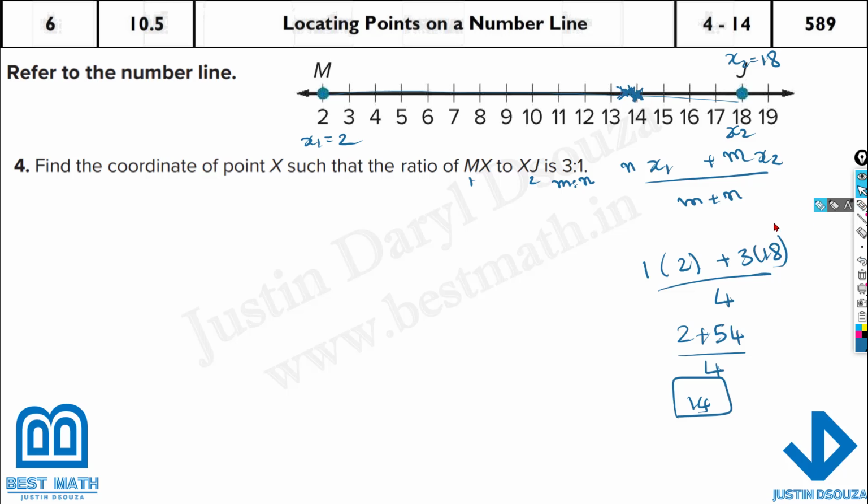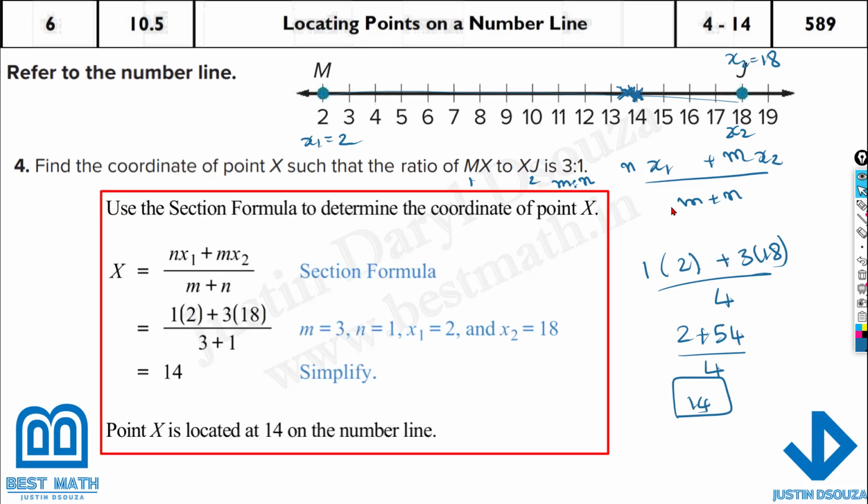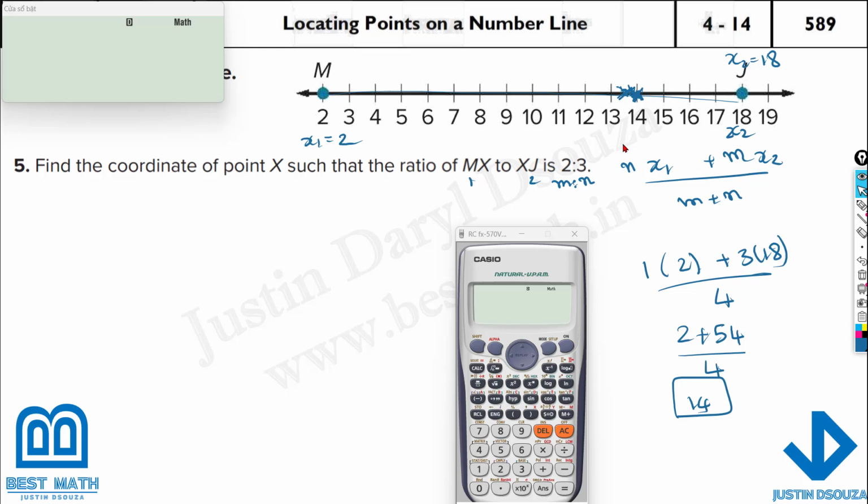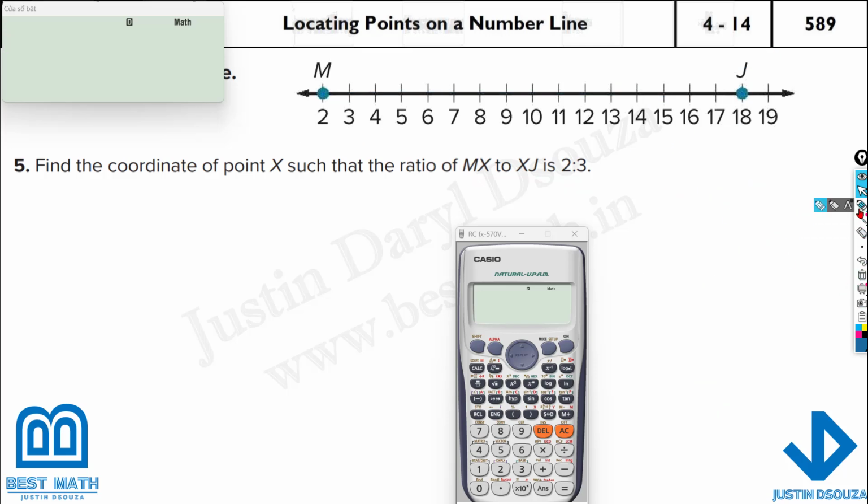So that's the answer. Now here, since it's the electronic part, just remember the formula and use your calculator directly. So we'll do the problems here directly in the calculator now. Here, this is the same formula. Let me write the formula again. It is n times x1 plus m times x2. You can put the bracket on, no, it's fine.